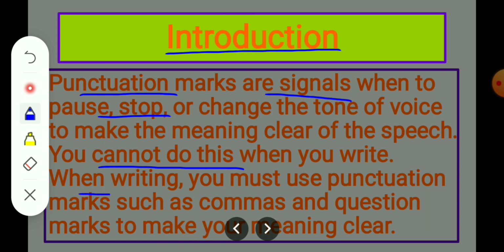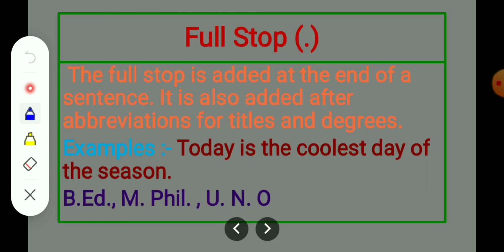So when writing you must use punctuation marks such as commas and question marks to make your meaning clear. So at the time of writing we use some marks like full stop, question mark. These are the punctuation marks to show these kind of stop, pause, or change of voice, and to make the meaning clear of the speech as well. Now let's see how many types of punctuation marks are there. We will discuss about it.